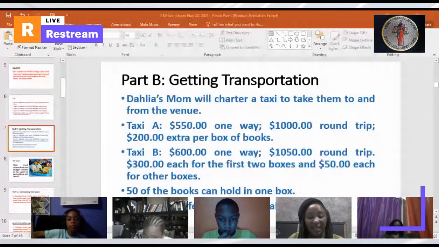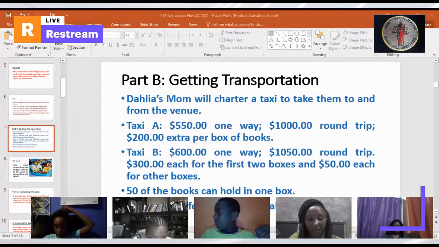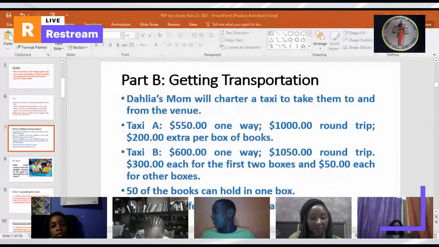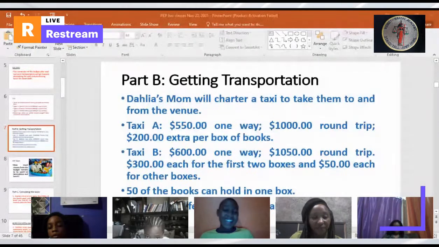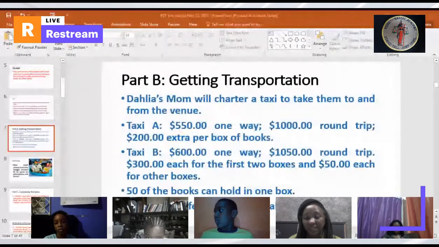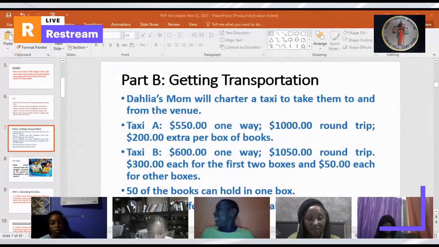So for taxi A, Dahlia's mom is going to pay $1,000 for the round trip for him to bring her there and take her back. She has 5 boxes because 50 books can hold in each box. So each box on taxi A is $200 per box. So 200 times 5, that's $1,000. So in all, if she takes taxi A, she pays $2,000. The $1,000 for the round trip and $1,000 for the 5 boxes.